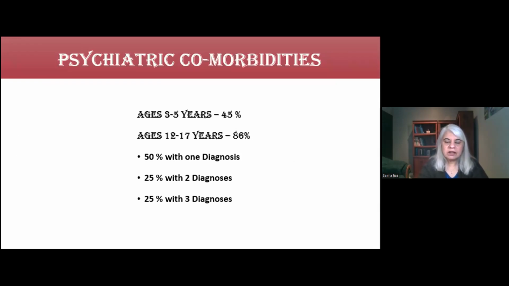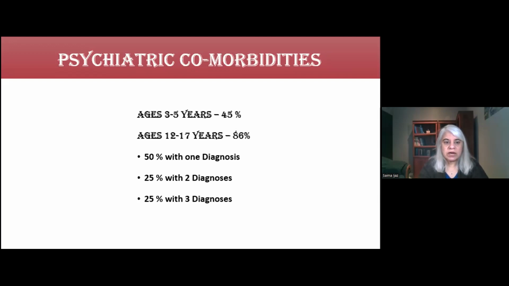Incidence of psychiatric comorbidities in children on the spectrum is quite high. 78% of children with autism have at least one mental health diagnosis, where from age 3 to 5, incidence is 45%. For ages 12 to 17, it almost doubles to 86%. 50% of the children have one diagnosis, 25% have two, and another 25% have three diagnoses.